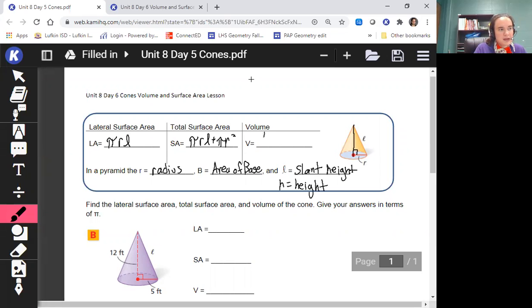Volume is the area of your base times your height divided by 3. Now remember that this is a cone. The base is always going to be a circle. So we've got pi times our radius squared times our height divided by 3.